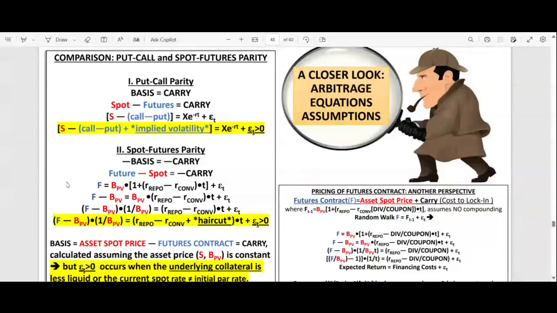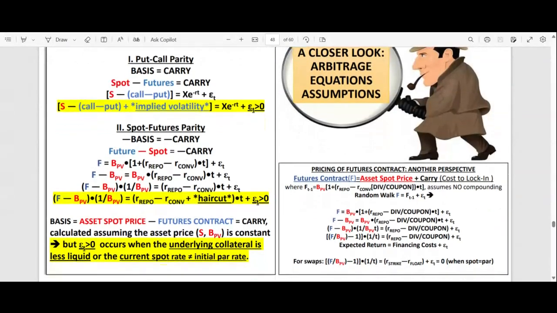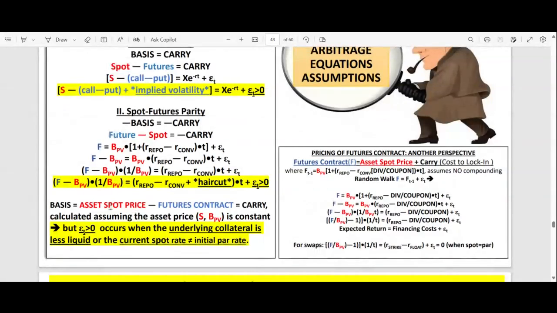The law of one price holds. Can't we all just get along? And then we find out that that bond is illiquid, and so you have to have a haircut. So the basis is still defined the way we defined it before. The underlying asset and the derivative tied to the asset are not equal. All right, so therefore that error term is now positive. Up here the error term was equal to 0. But now when you have implied volatility or a haircut problem, then the underlying collateral is less liquid.